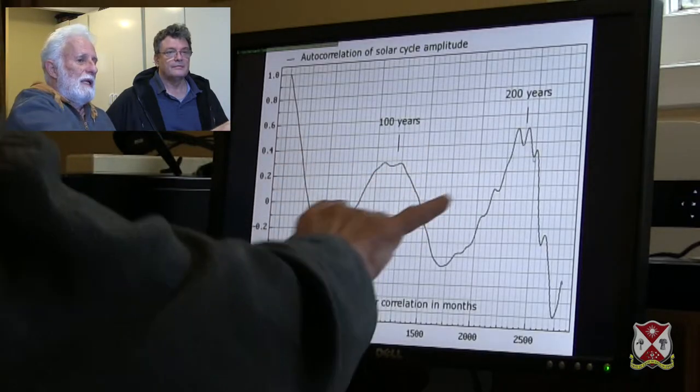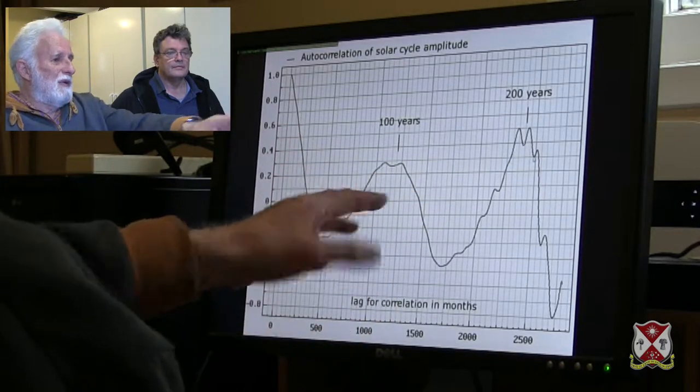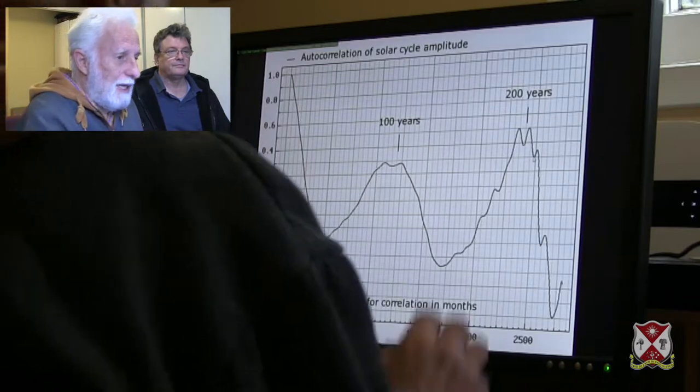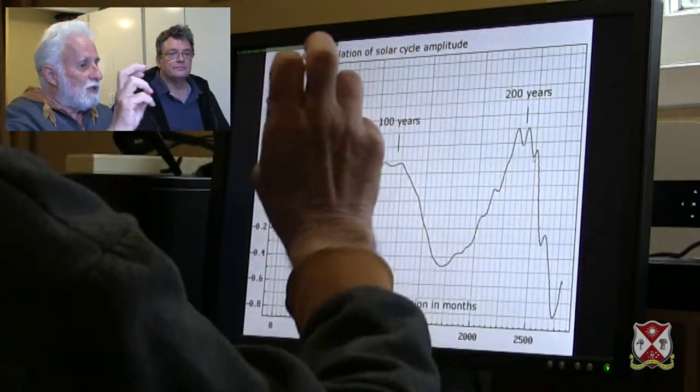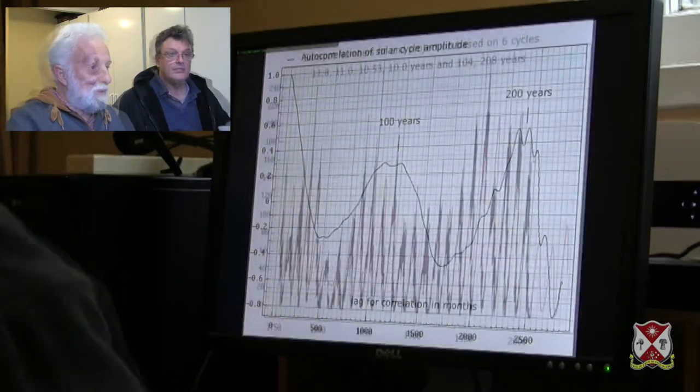But what this is showing clearly is something's going on around about 100 years and around about 200 years. And because that's stronger than this, we would normally expect that to be less. It means there is a 200-year cycle as well as a 100-year cycle.